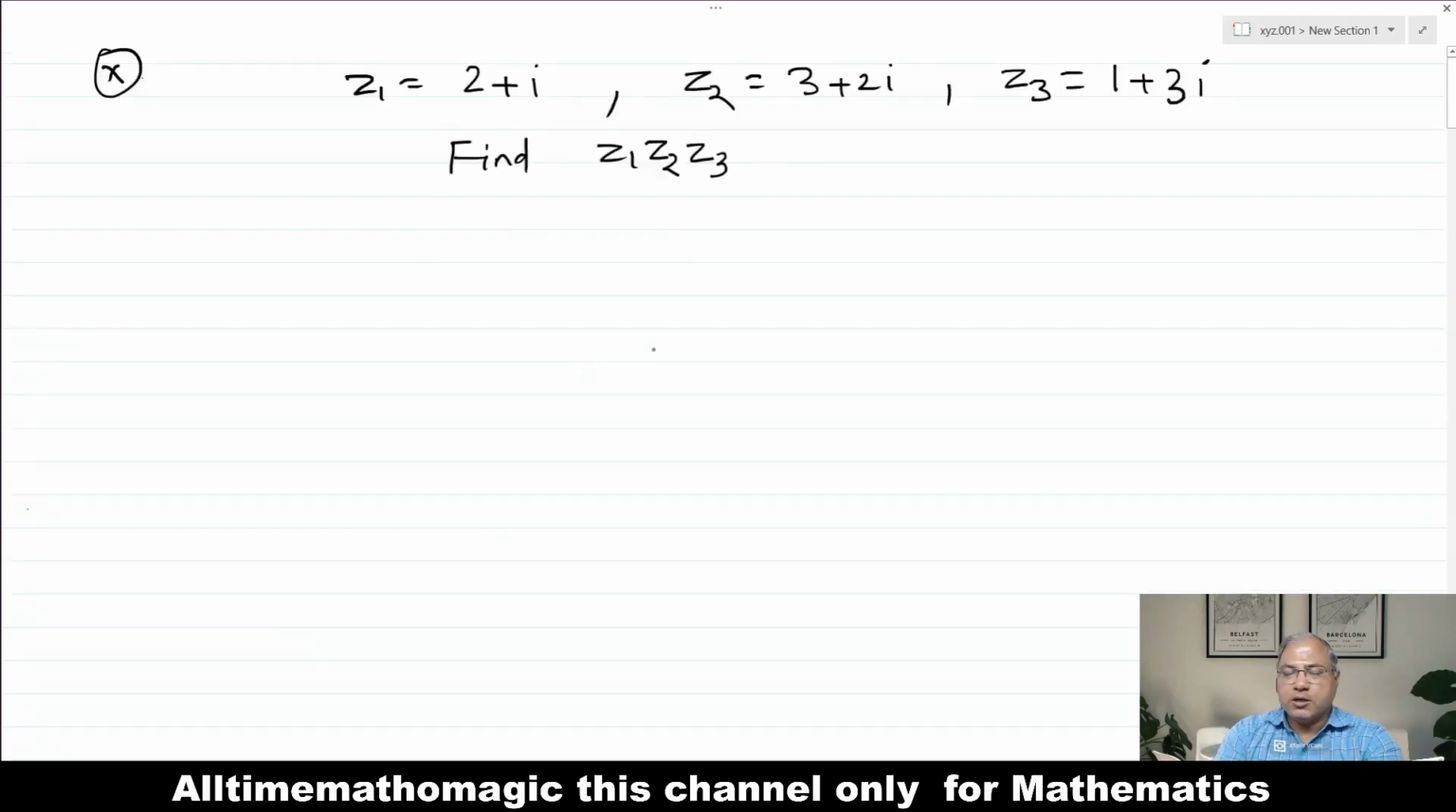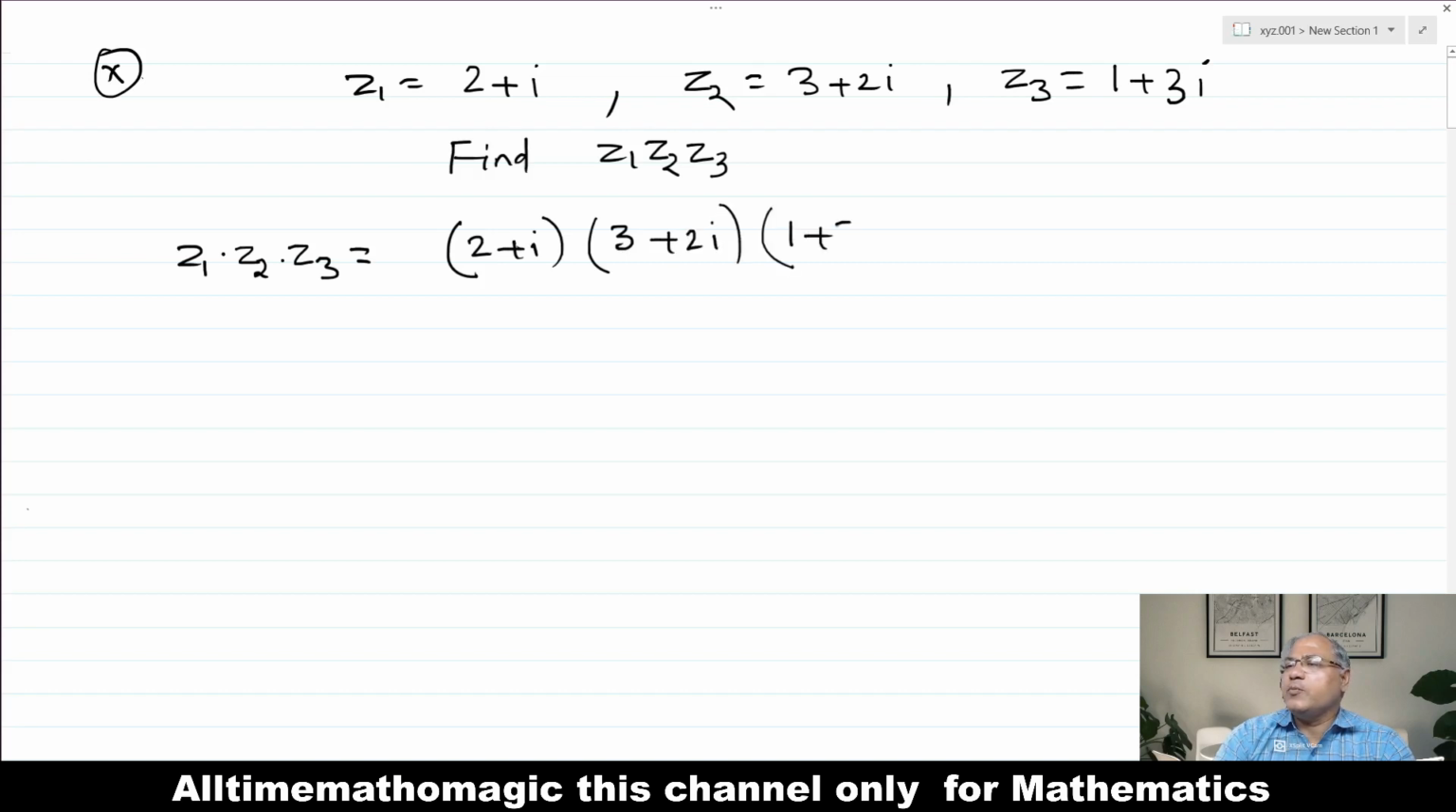Now the next question. I have selected the next question in which three complex numbers are involved. Z1 is given, Z2 is given and Z3 is given. Find Z1 into Z2 into Z3. So Z1 into Z2 into Z3 equals, here we write the Z1 value 2 plus i, here we write the Z2 value 3 plus 2i, and here we write the Z3 value 1 plus 3i. Now we'll first handle the two brackets and keep the third bracket as it is.